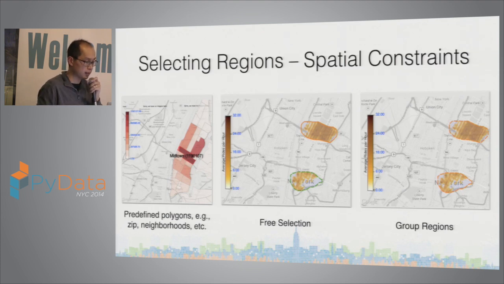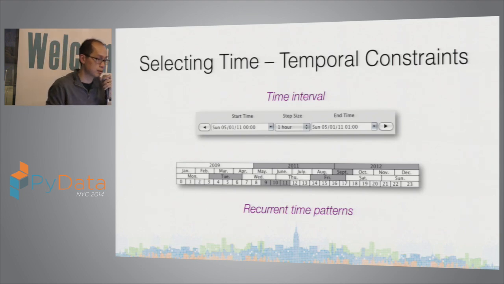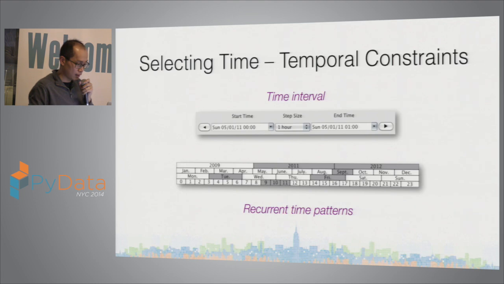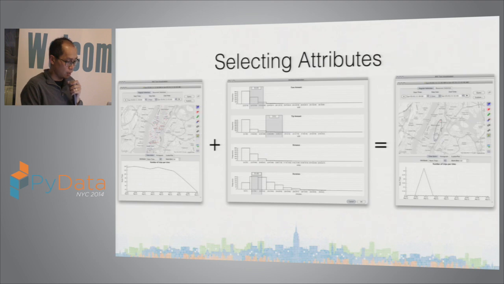And here's the selecting time. There's also another tab that can do recurrent time patterns. Instead of selecting time by just a continuous period, we can select, for example, all Tuesdays in September 2011. And again, we can do attribute selection. Even on the plots, you can select the regions you are interested in, and they will narrow down the number of trips returned to the scientist.